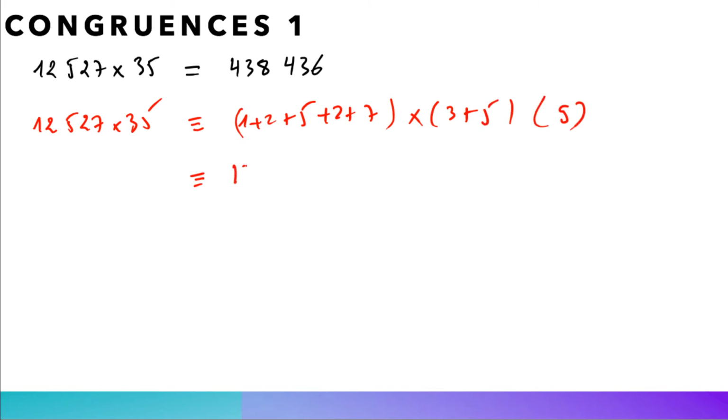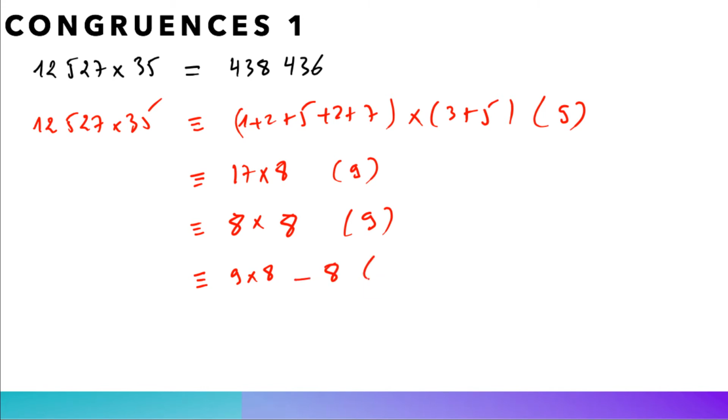This is congruent to 17 times 8 modulo 9, which is the same thing as 8 times 8 modulo 9, because 17 is congruent to 8 modulo 9. And to compute this in a tricky way, this is actually congruent to 9 times 8 minus 8 modulo 9. This is because 8 times 8 is counting 8 eight times, and it is the same thing as counting 8 nine times and subtracting 1 time. I did this because 9 is congruent to 0 modulo 9, so this is all congruent to minus 8 modulo 9, which is the same thing as 9 minus 8 modulo 9, and this gives 1 modulo 9.